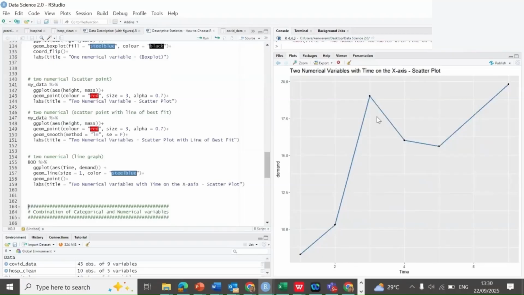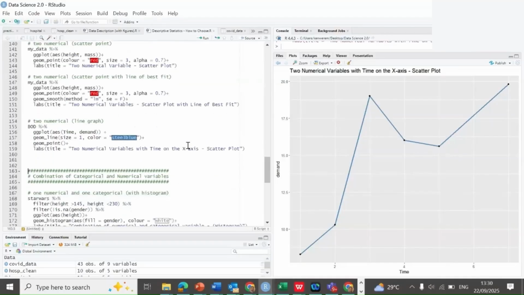So you can see the line graph with time on the x-axis and demand on the y-axis. So that is a way to describe two numerical variables when one of the variables is time. Okay, so two numerical variables can either be described with a scatter plot, or if one of the axes is time, then you use a line graph.